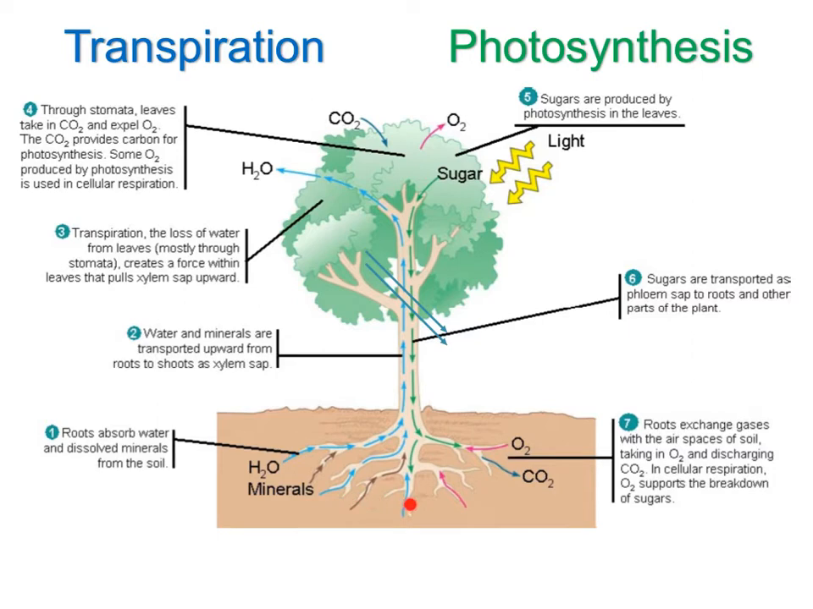In the root area, we're going to see water and minerals being absorbed in through the roots. They're going to travel through these blue arrows, as you're seeing, up through the plant through the process of transpiration, and the water evaporates out of the leaves into the atmosphere through stomata.